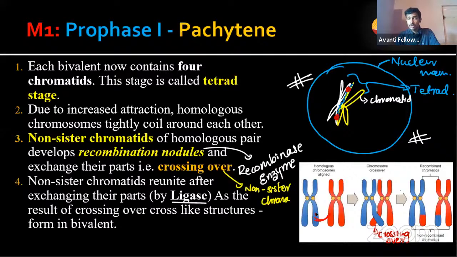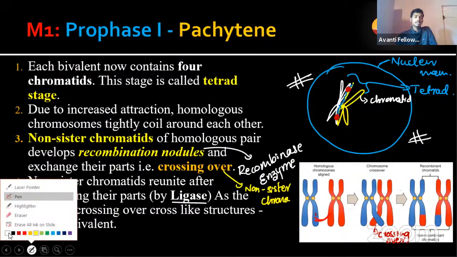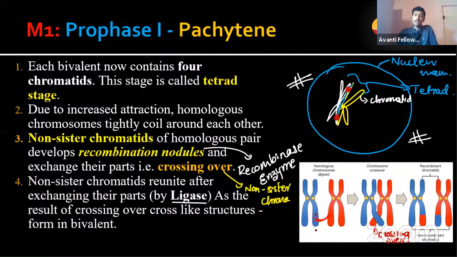Don't think that this will cross over with this one, or this one will cross over with this one. That never happens. Why is it not happening? Because even if it happened, nothing useful would come out of it, right? Because both of them are identical. That's why crossing over always happens with non-sister chromatids.